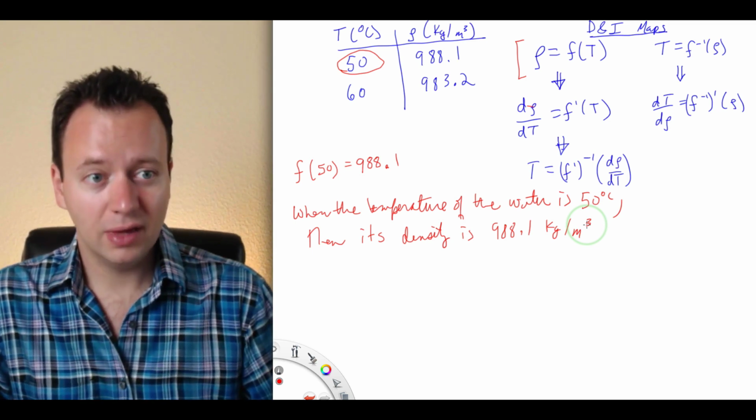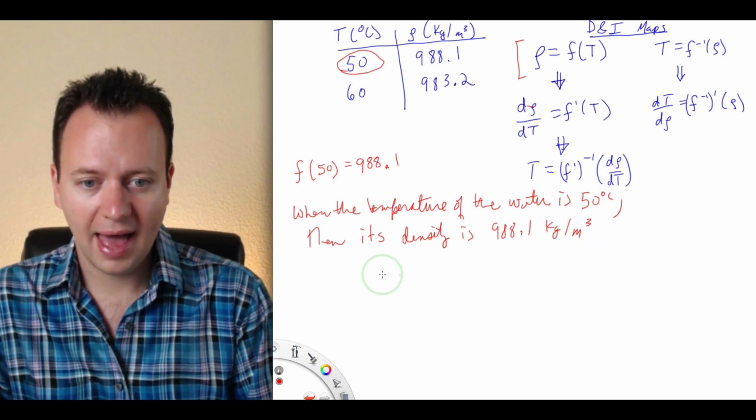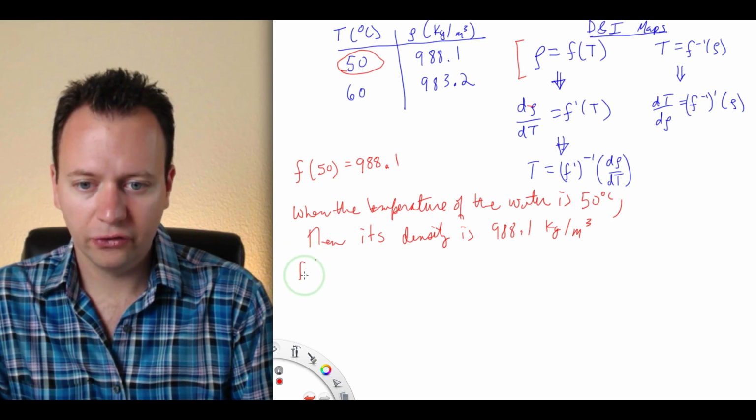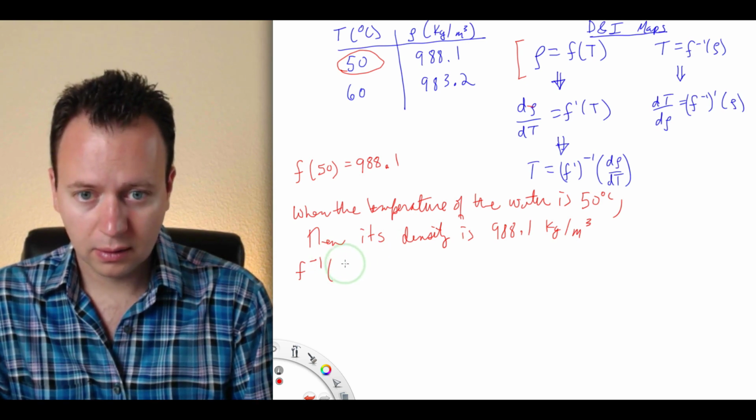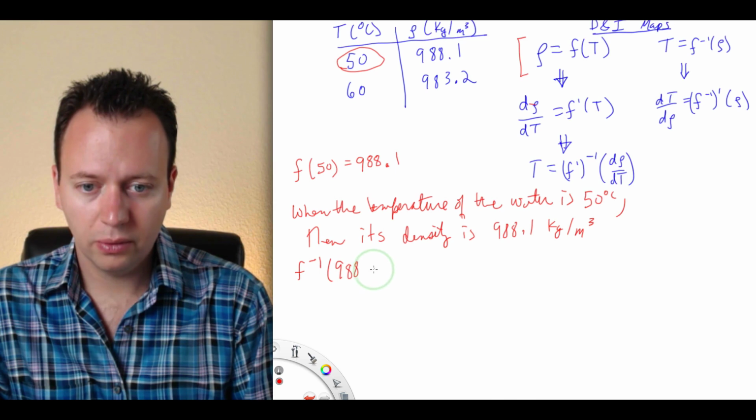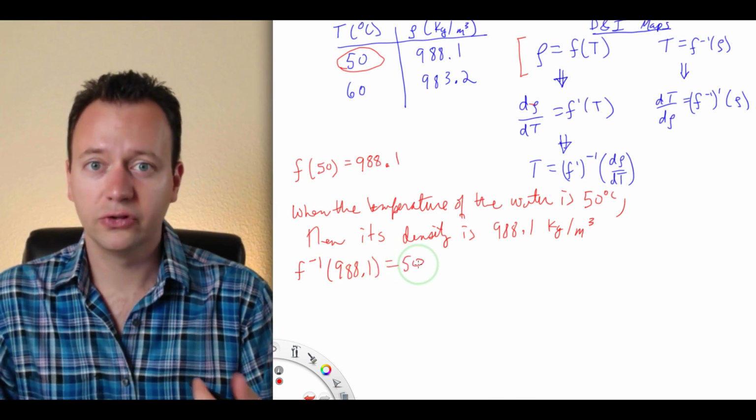Now this is going to give the exact same information as f inverse of 988.1 is equal to 50. Right, so that's how the inverse function works.